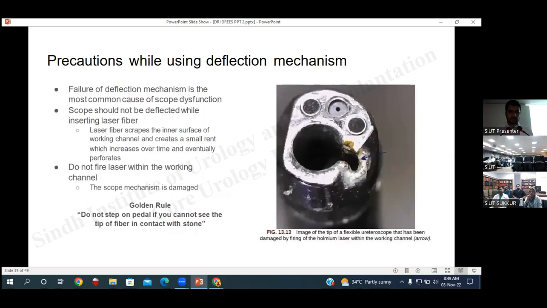And the precautions while using the deflection mechanism: failure of the deflection mechanism is the most common cause of scope dysfunction. The scope should not be deflected while inserting the laser fiber. The laser fiber scrapes the inner surface of the working channel and creates a small rent which increases over time and eventually perforates. And the golden rule: do not step on the pedal if you can't see the tip of the fiber in contact with the stone.